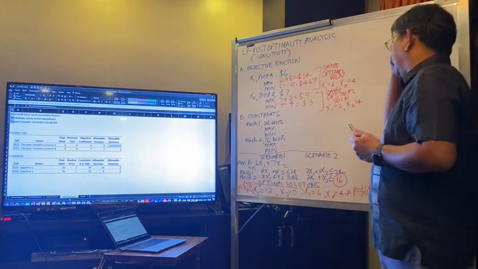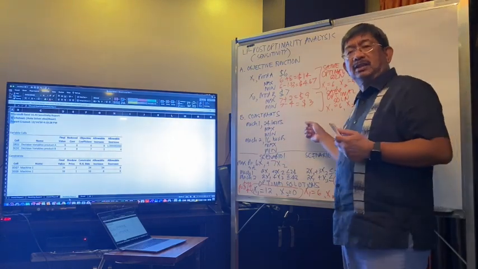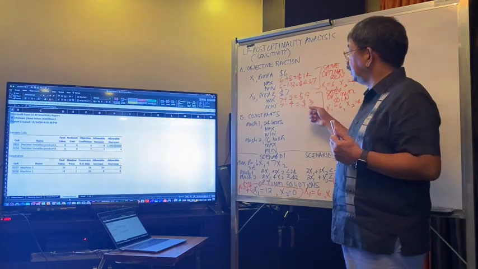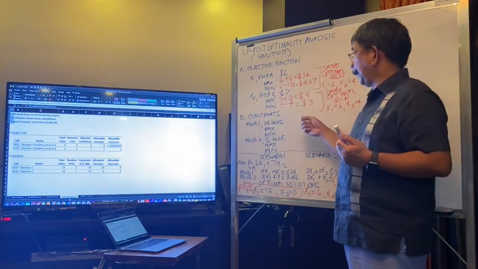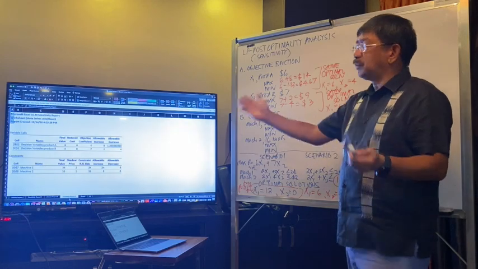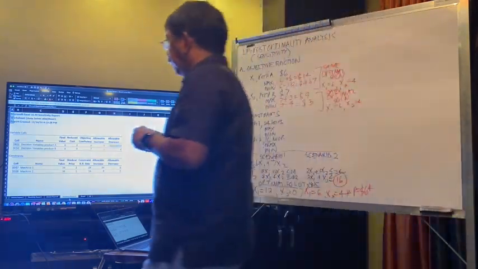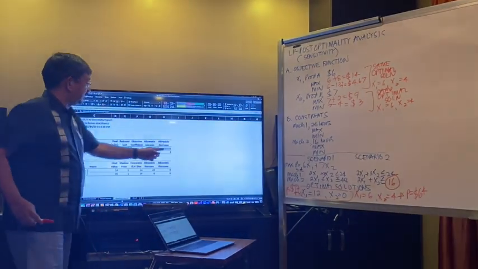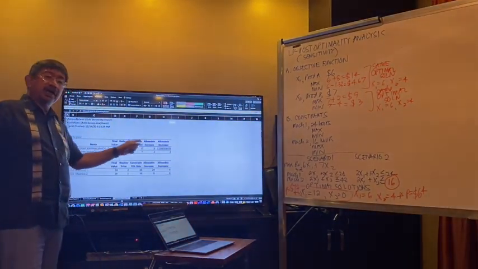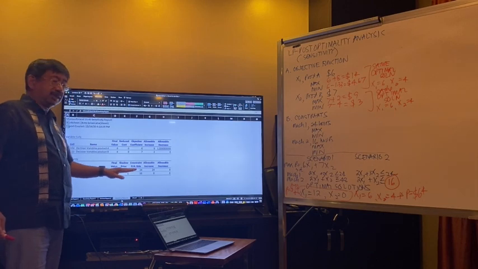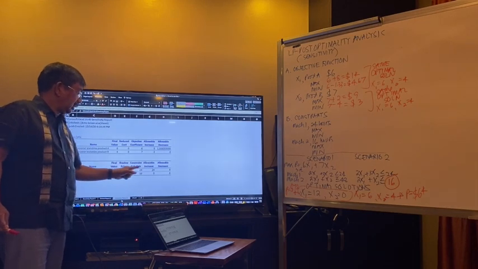Okay? How about the constraints? This is the more important sensitivity analysis than the one for the objective function. Why? Because it deals with the shadow price. Now, while for the objective function the allowable increase and decrease apply to the objective function coefficient, iba naman sa constraints. They apply to the constraint.